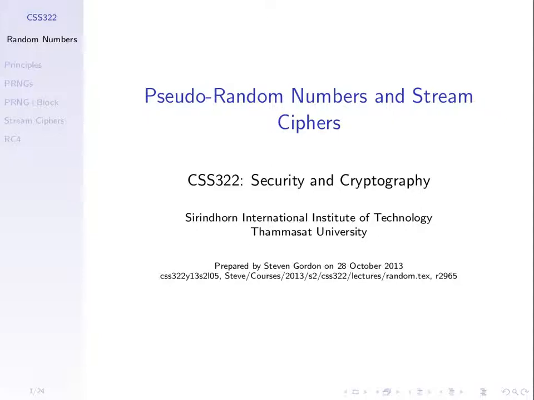So we need some other source. We can't just use a function sometimes. So generating random numbers is sometimes not as easy as we think. We can't just use the rand function.